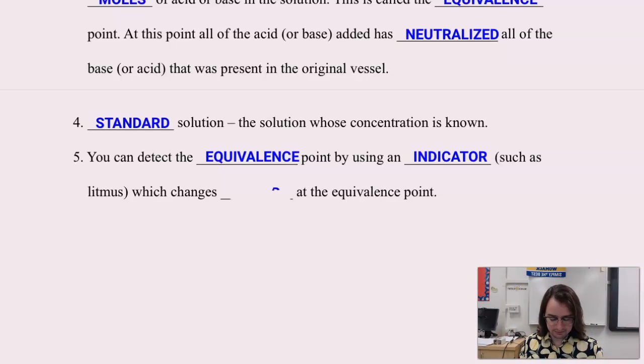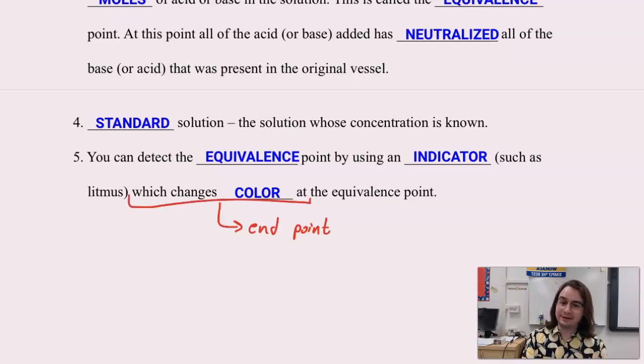I can determine the equivalence point by using an indicator. Remember, we talked about a couple before at the beginning of this chapter. We talked about litmus. The one that we're going to be using in our own lab is phenolphthalein. So we can use this indicator to determine when a color change occurs. But understand that when it changes color, this is called the end point. Understand that when the color changes, that is not exactly an equivalence point. That is what we call the end point.